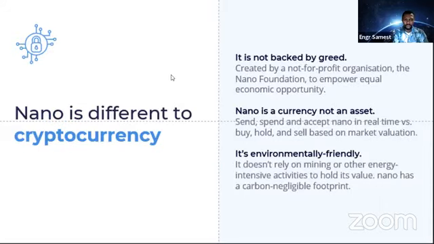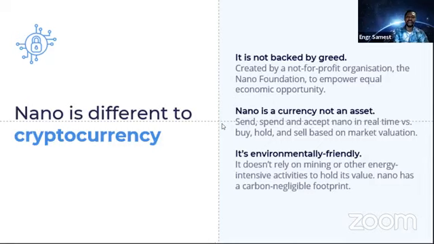Okay. Another thing is, I will soon be done here. Nano is different from cryptocurrency. Yeah, this is where I'm going. Nano is a digital currency. It's different from cryptocurrency. How? What do I mean by that? Am I saying that Nano is not a cryptocurrency? Now let's look at it.